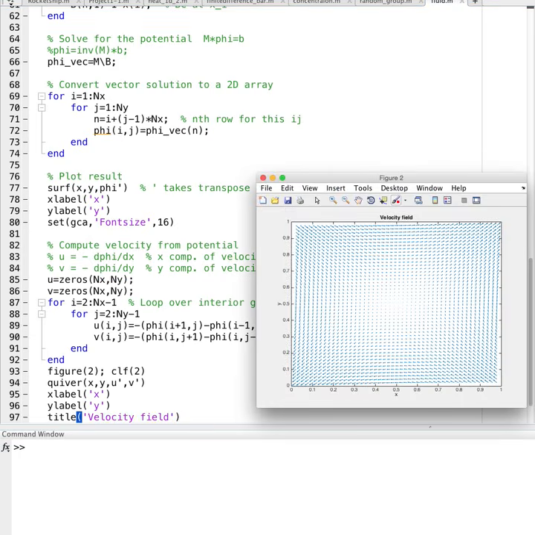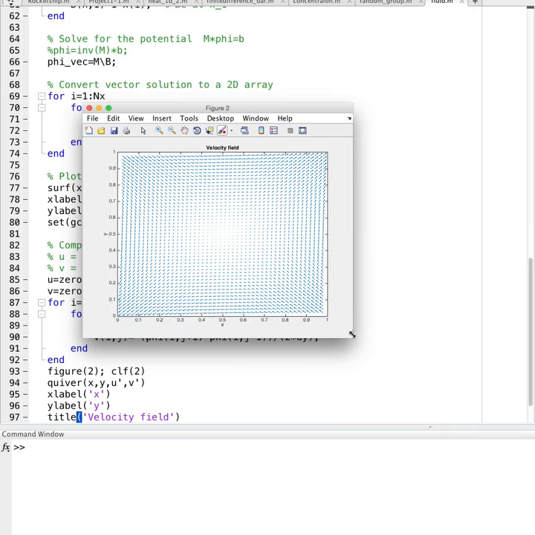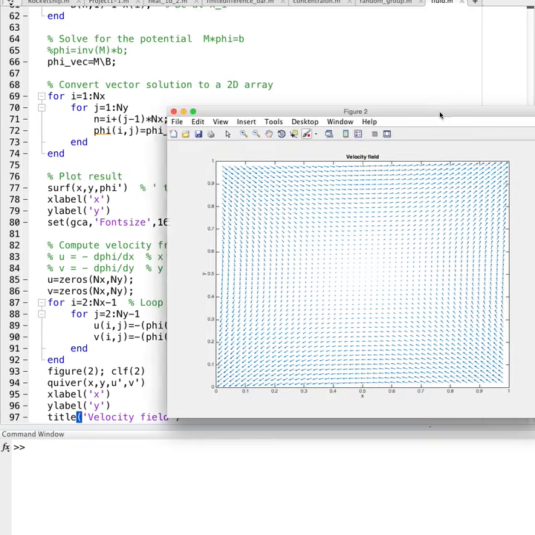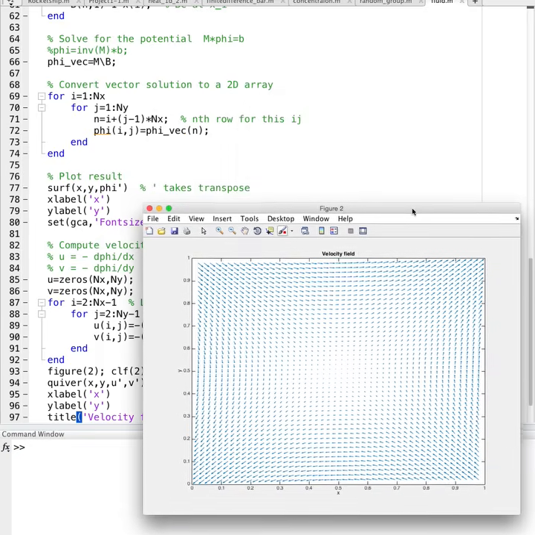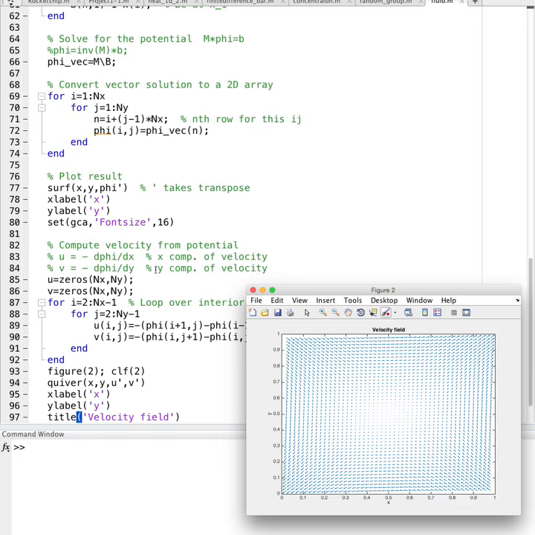So if I run this code, now you can see my velocity field. I have velocity coming from the top left corner and from the bottom right corner, and then that exits the other two corners. So I have flow that comes in from two corners and out the other two corners. So that's my velocity field, and that's a quiver plot. So that's kind of a useful, interesting extension of this problem, where once we compute phi, we can do something with it and compute the velocity field.